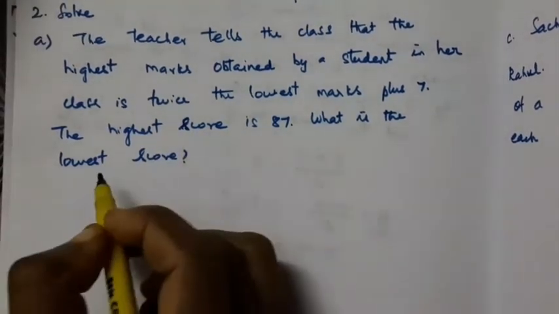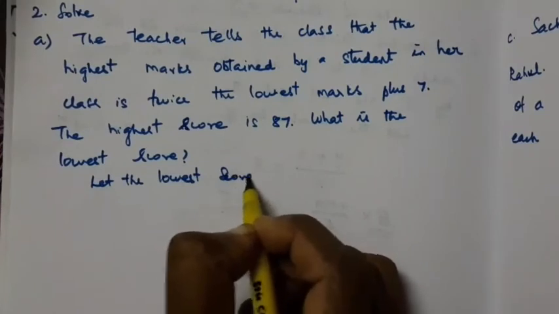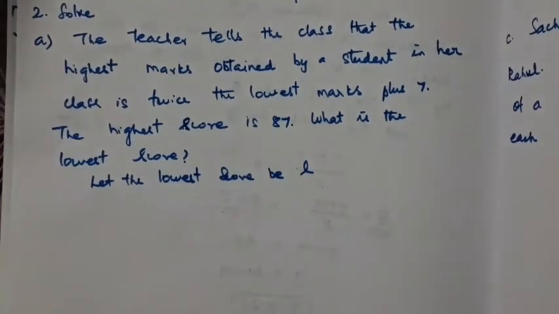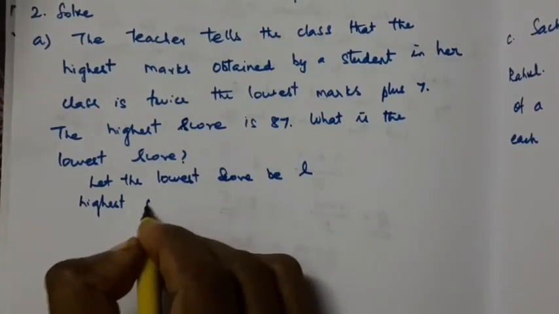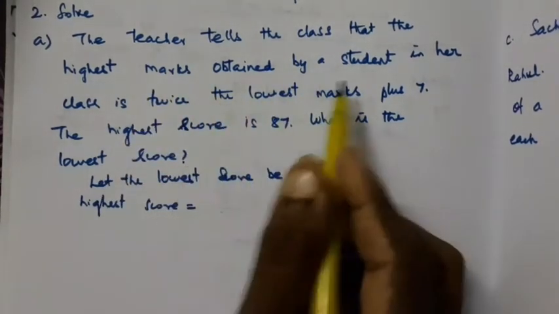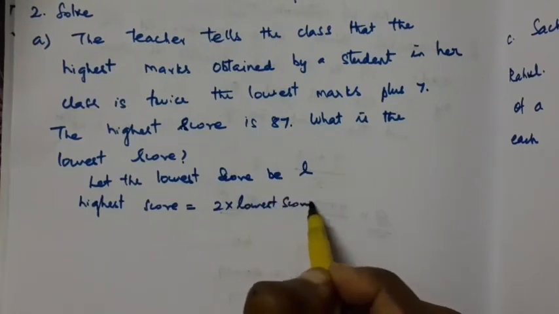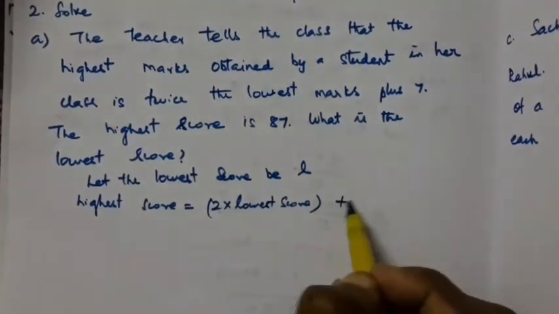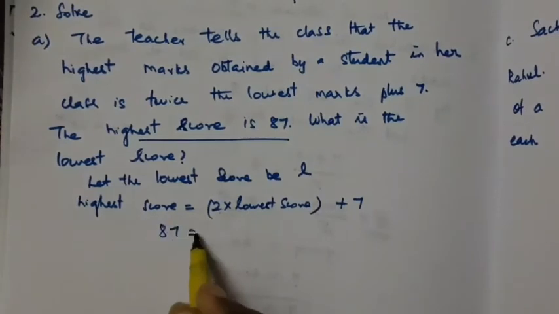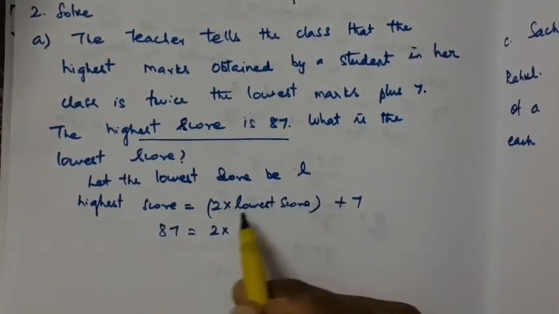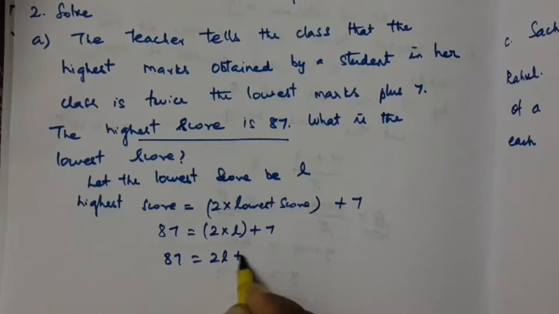So what we can take is, let the lowest score be L. Okay, so what is given as the highest score? The highest score is twice the lowest score plus 7. Okay, so the highest score is 87. So here is 87 equal to 2 multiplied by the lowest score, L, plus 7, which is 87 equal to 2L plus 7.